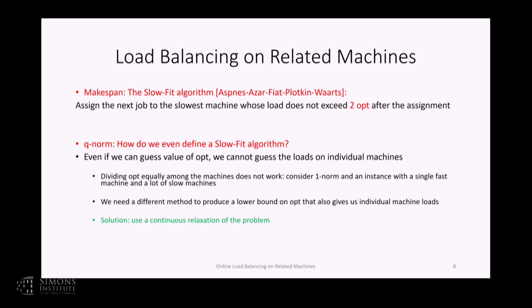So that's where the theme of this workshop comes up. I need a better lower bound on the value of opt. I need a more structural lower bound that tells me what's going on in individual machines. And for that, what we're going to use here is a continuous relaxation of the problem. We're going to solve a continuous relaxation that will tell me what's going on in individual machines, and I'll use that in my algorithm.